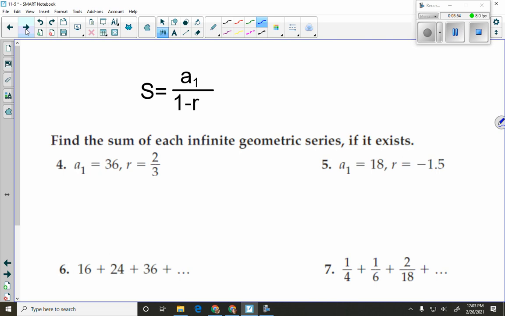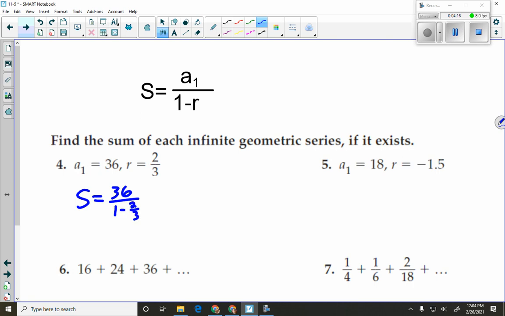So let's do a few examples just so you have an idea of this. Here's your formula, and it's simpler. S equals a times 1 over 1 minus r. So if they give you the first term, S will equal 36 divided by 1 minus your r of 2/3.